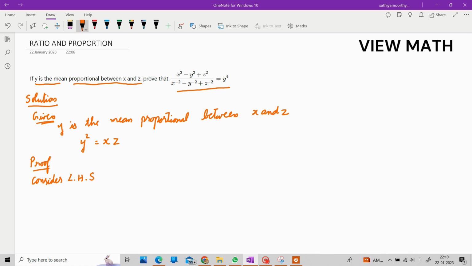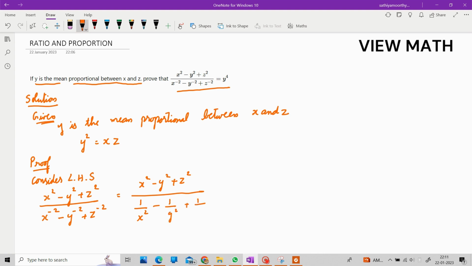Consider left hand side. So this is x square minus y square plus z square divided by x to the power minus 2 minus y raised to minus 2 plus z raised to minus 2. This is equal to, I'm going to simplify this. Numerator I'm writing as it is. Denominator I can write as 1 by x square minus 1 by y square plus 1 by z square.